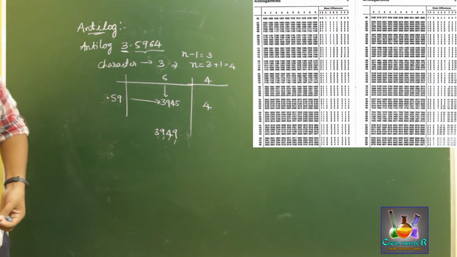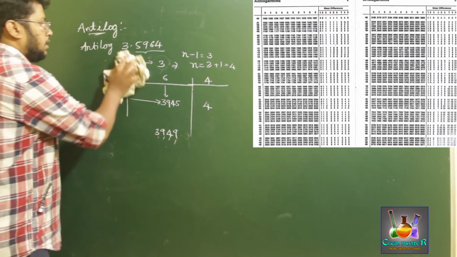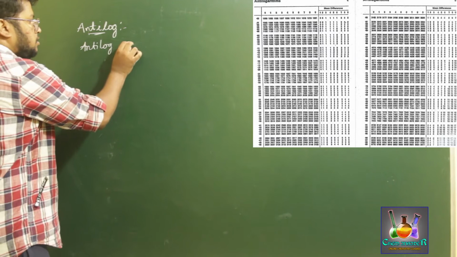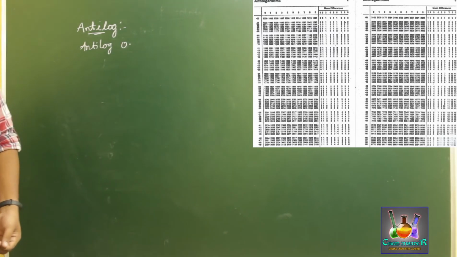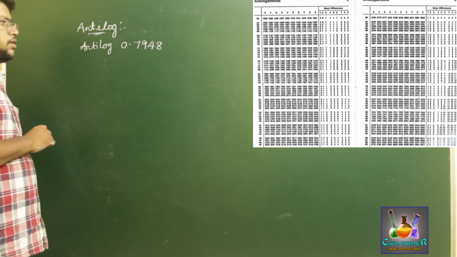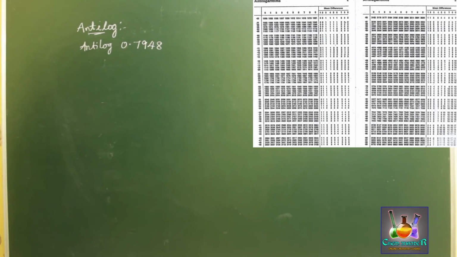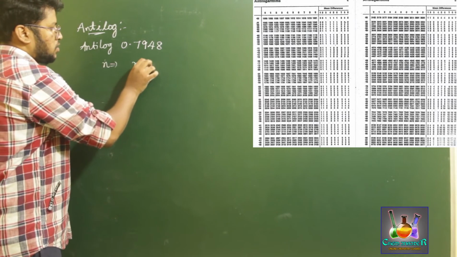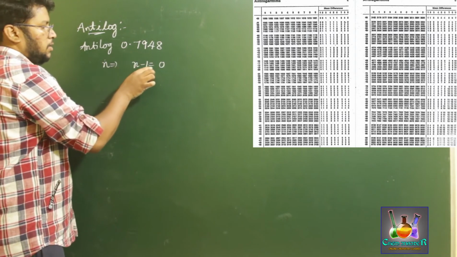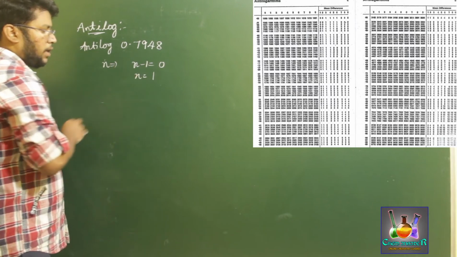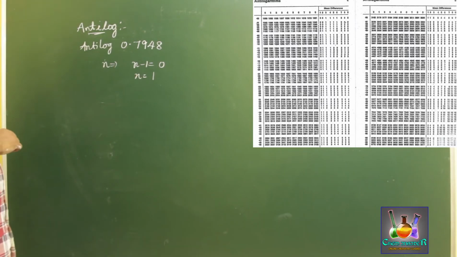Now we'll discuss one more problem. If you have something like 0 point something, let us say 0.7948, we are going to solve the anti-log of 0.7948. Now we need to find the value of n. n can be determined from the equation n minus 1 is equal to 0, as given. Therefore n will be equal to 1.